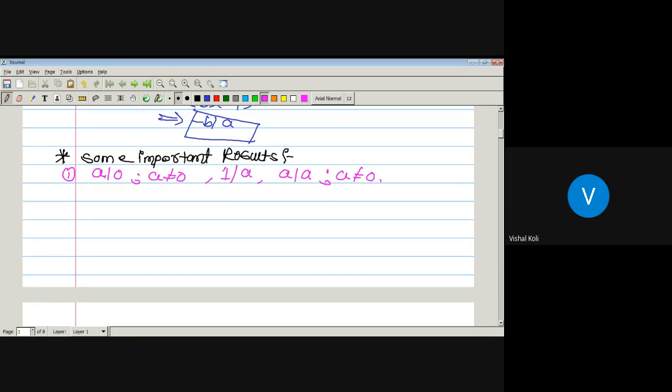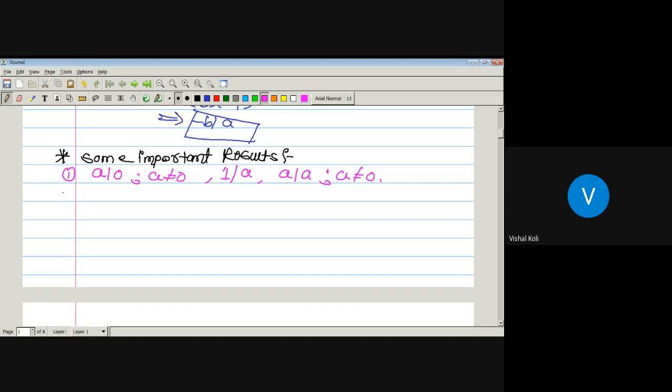First one is nothing but whenever a is not equal to 0, then it must divide 0. That is, every non-zero integer divides the integer 0. Second one is that every integer is divisible by the element 1, and the last one is that every non-zero integer is divisible by itself.